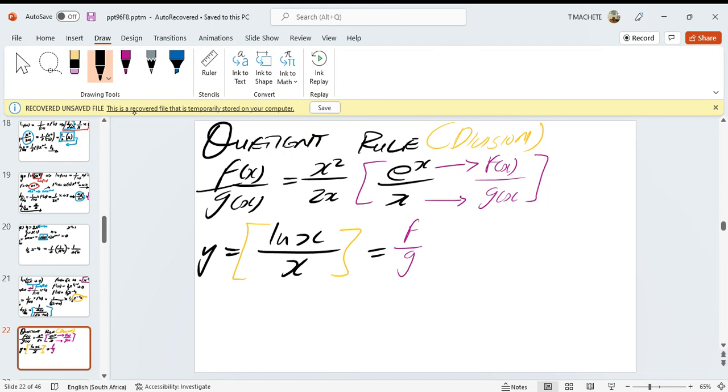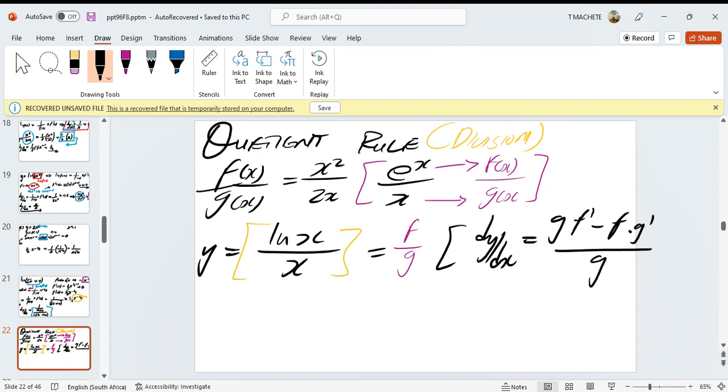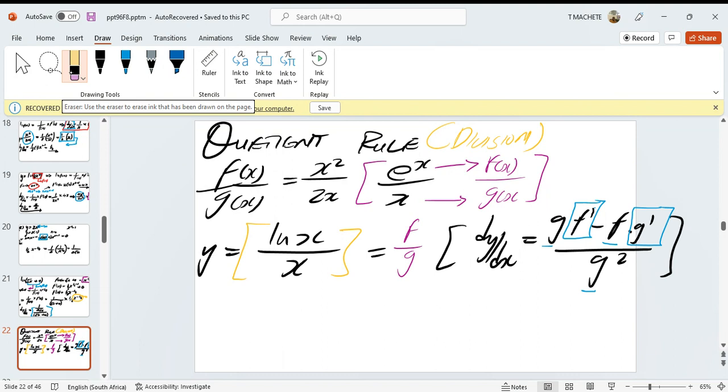Then they said when you differentiate this on the right hand side, it's a differentiation. They said dy over dx of this, you must get this one after the equal sign. You must get g times f prime, minus f times g prime, divided by g squared. This is your answer. So basically, this thing is telling you what to find. You already have g, you already have f. The unknown is f prime and g prime. So it means you're gonna have to go and find the f prime and the g prime so that you can substitute them on the formula.